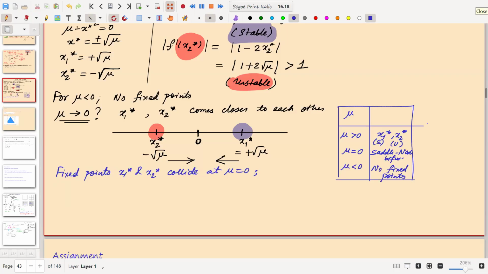You are not able to visualize this much, but you will visualize it when we go to 2D systems. You will see an animation of how the fixed points come closer to each other and annihilate. But this is a 1D system, so you are not able to see that. Just one variable x.